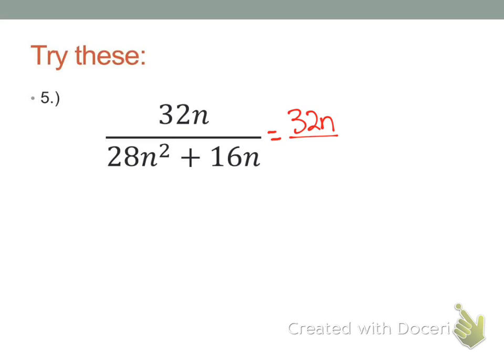Now in my denominator, what could I factor out? I think bigger than a 2. A 4. What else? 4n. Good. So we could divide both of these terms by a 4n. That gets written outside some parentheses. What's going in those parentheses? 7n plus 4.